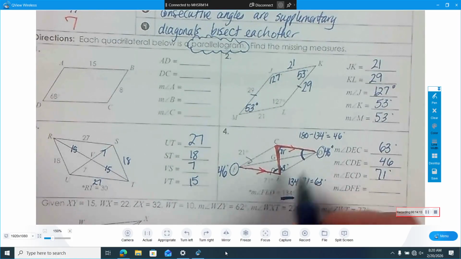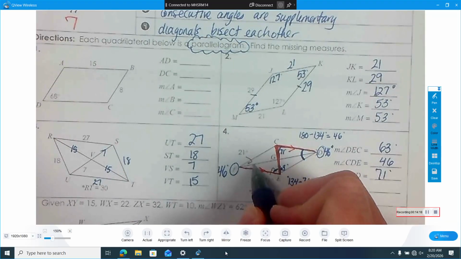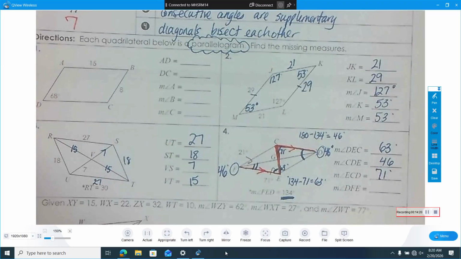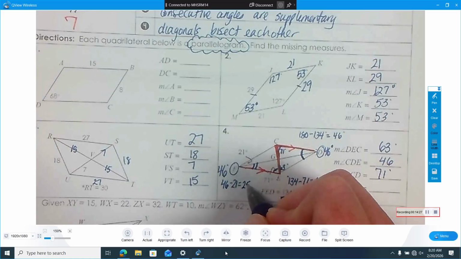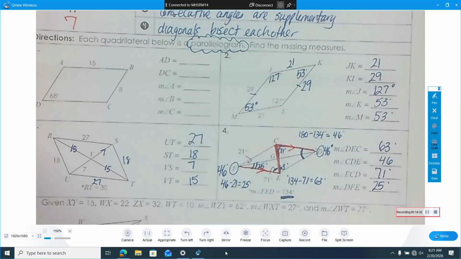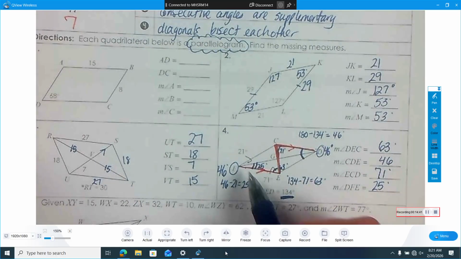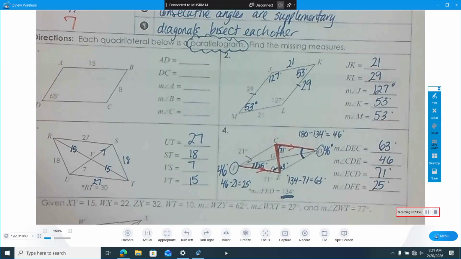All right, let's see. DFE. So we want to find this little angle right here. How are we going to figure that one out? Yeah, 46 minus the 21 is, what, 25? So that is 25 degrees. Okay, so much going on with these parallelograms. It's really important that we see where everything is coming from, but we do get those alternate interior angles. So that's a good one to pay attention to.